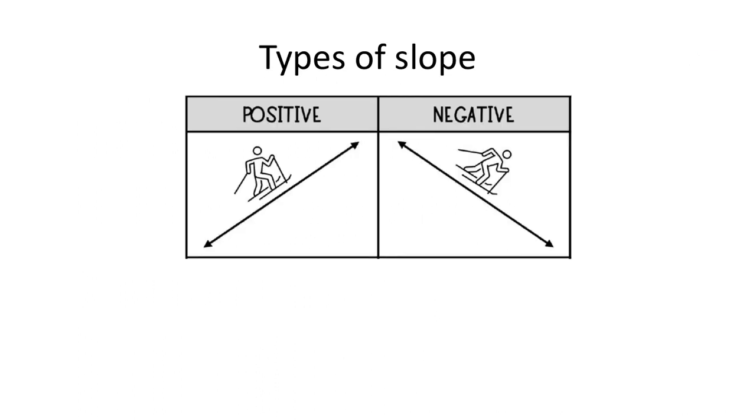Now there are 2 types of slope we are going to talk about. So we have positive slope. It is going up from left to right. So positive rises or increases from left to right. Okay, and this is the line for the slope. The little guy is just an example.